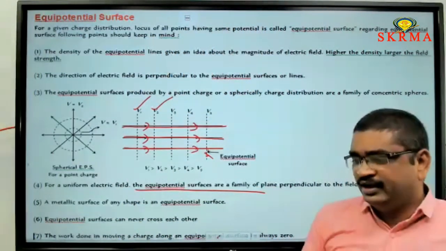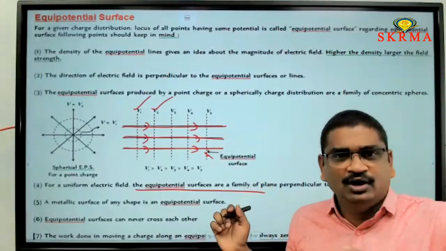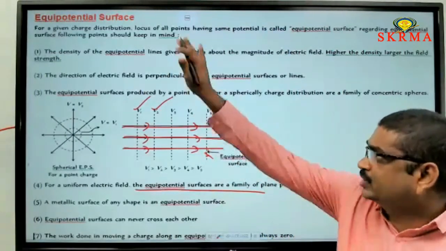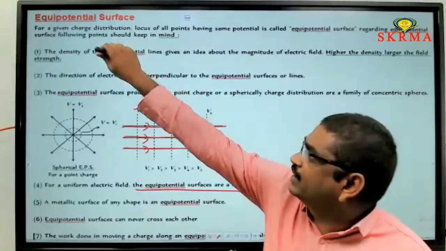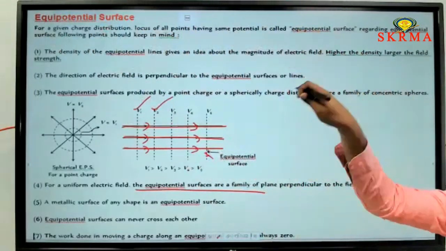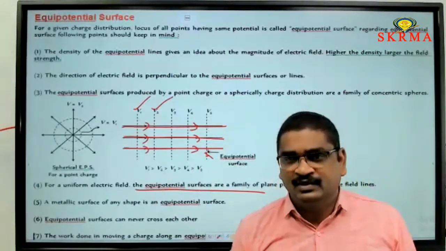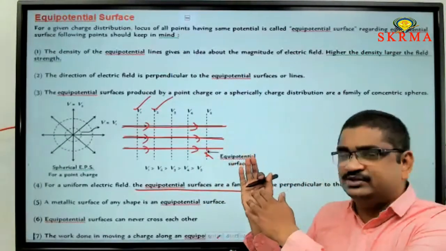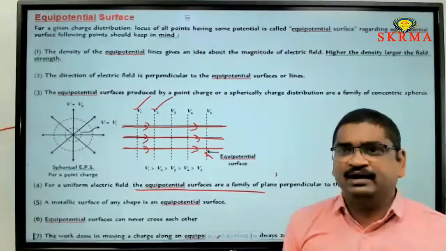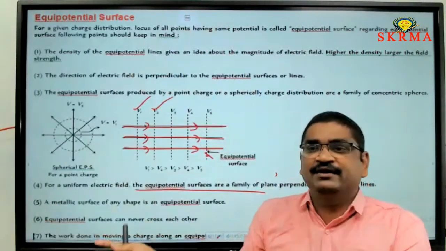Now if you consider electric field lines directed from this board to that wall, then this entire region has an electric field, directed towards the camera. If the electric field is directed from this board to the camera, then this board is the equipotential surface.